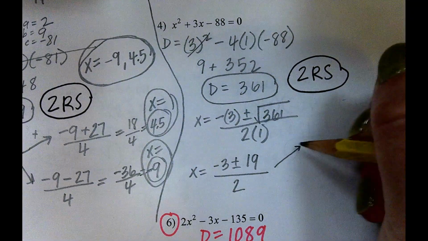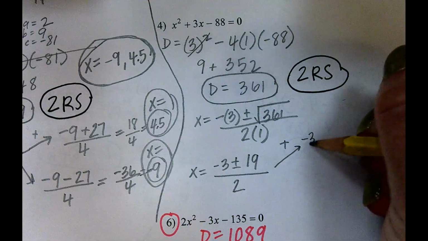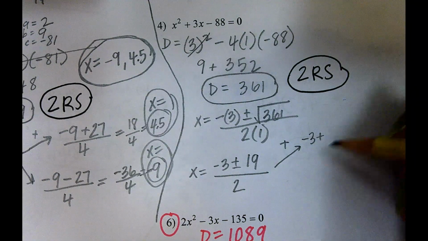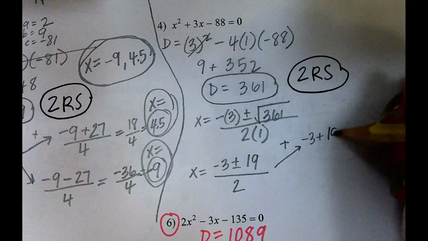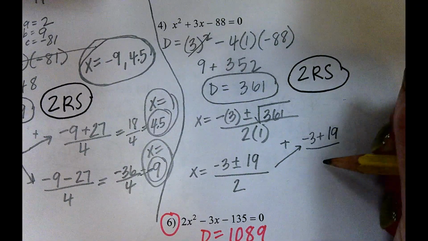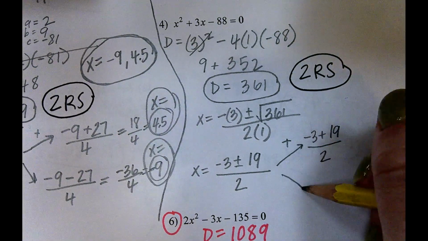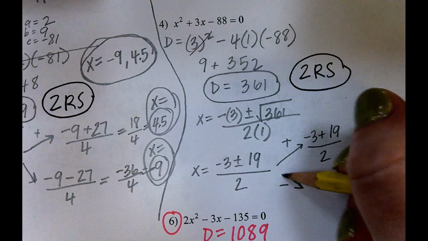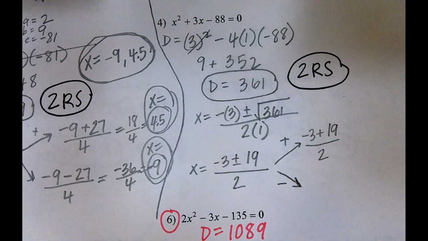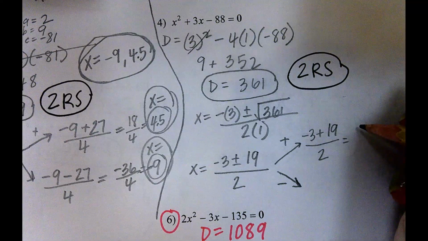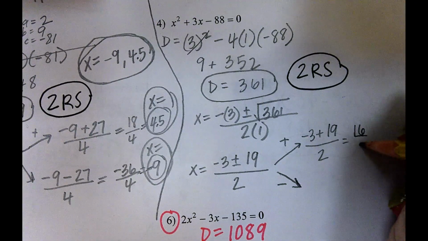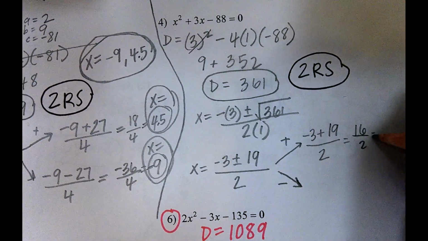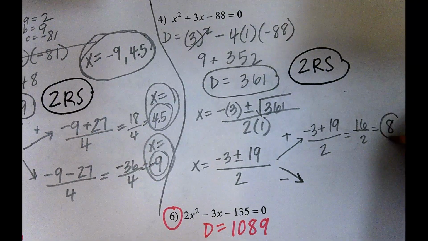So the first one would be negative 3 plus 19 over 2. Oh, it was 19, I said 9. That's okay, I just wanted to make sure you didn't write that. Negative 3 plus 19 is 16. So 16 over 2. 16 divided by 2 is 8. So the first one is 8.